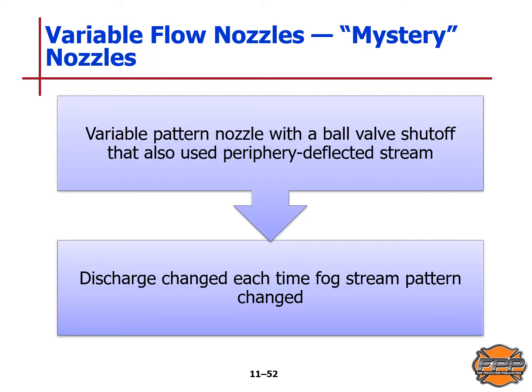There are also variable flow nozzles nicknamed mystery nozzles. These are variable pattern nozzles with a ball valve shutoff that also used periphery deflected streams. The discharge changed each time the fog stream pattern changed.